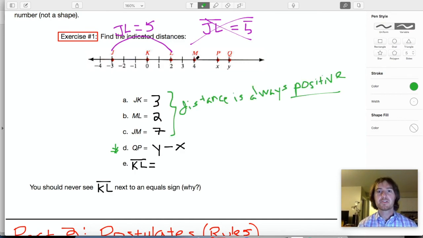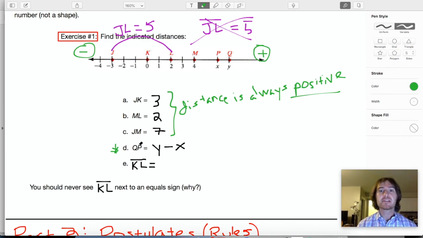ML, that's 2 units, right? 4 minus 2 is actually 2. So I usually go to the right side because the right side's a bigger number on a number line, right? We get more positive this direction. We get more negative this direction, or at least that's how most people set up number lines here. I'll get all that later a little bit.